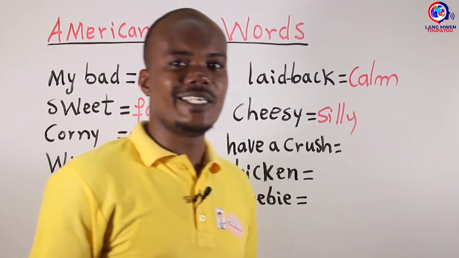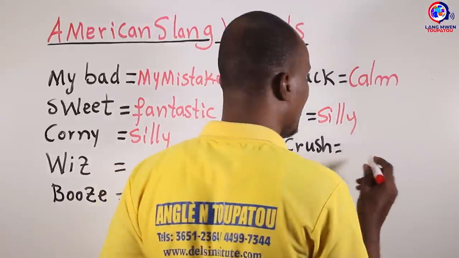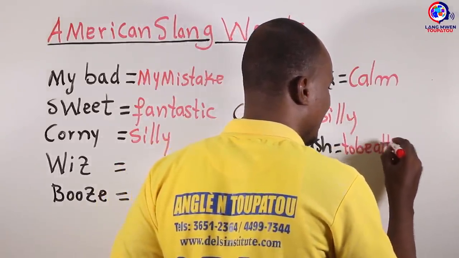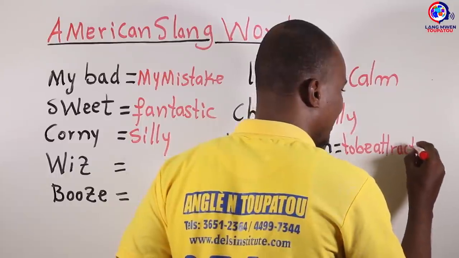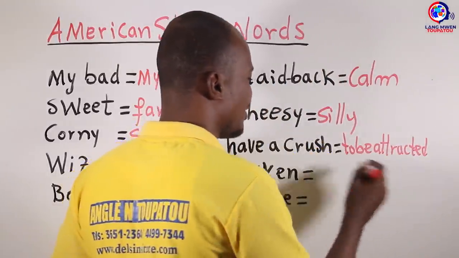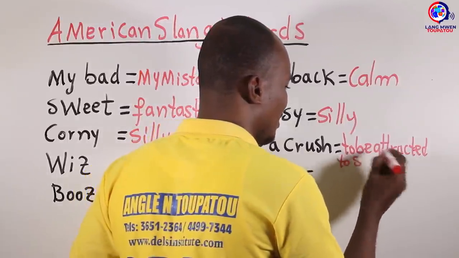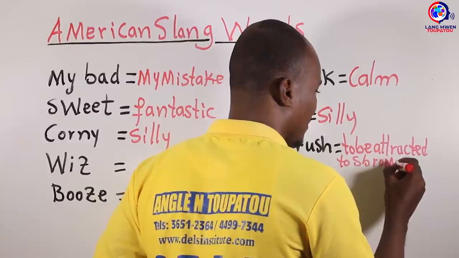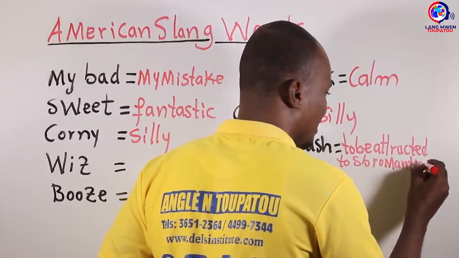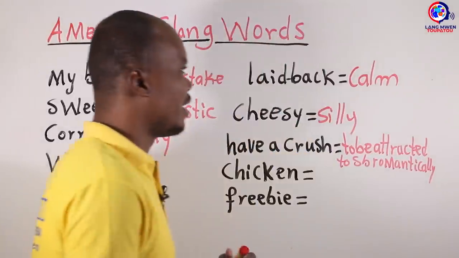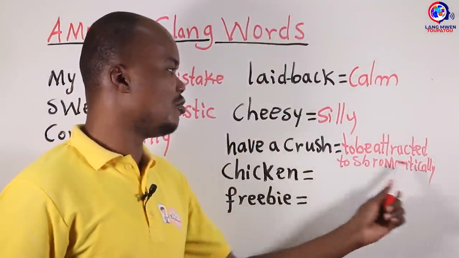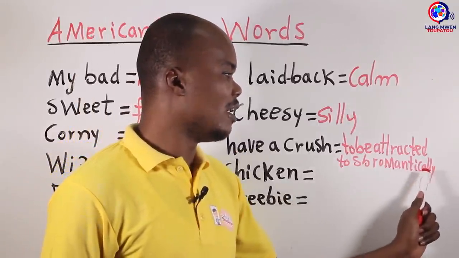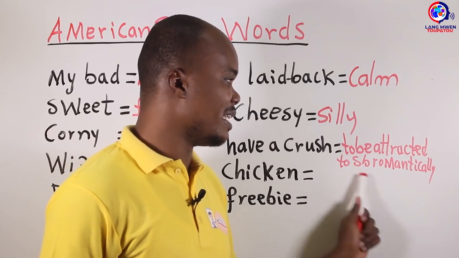Okay, let me write it for you. When I say have a crush, it is to be attracted to someone or to somebody romantically. Okay, to be attracted to somebody romantically. When I say have a crush, I say to be attracted to someone or to somebody romantically.